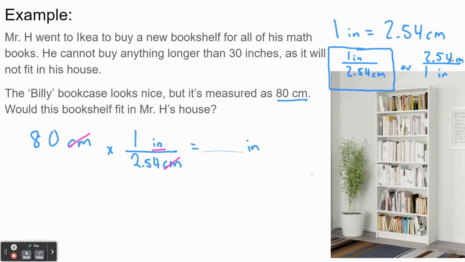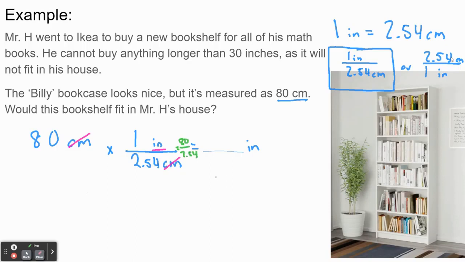So now that we've set up our problem, we have to actually go through and do this. Technically, we're going to do 80 times 1, which would just be 80. We'll squeeze this in here. It should just be 80. And then we just have our 2.54 on the bottom.